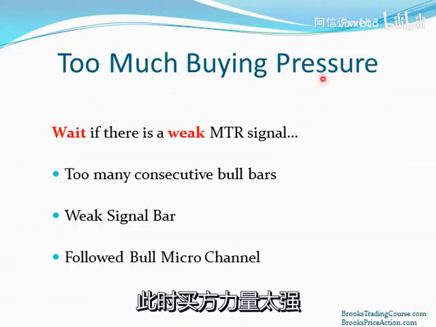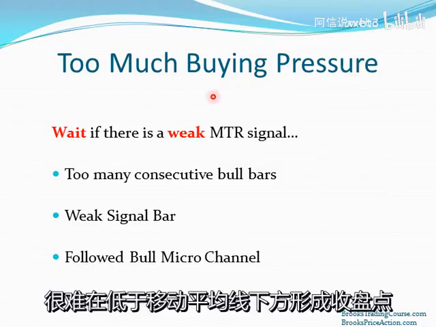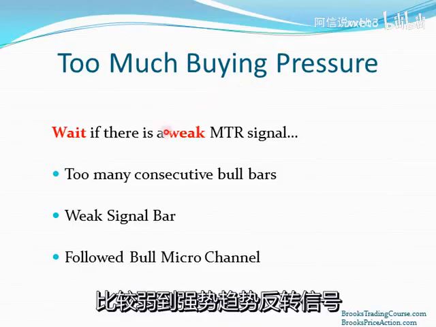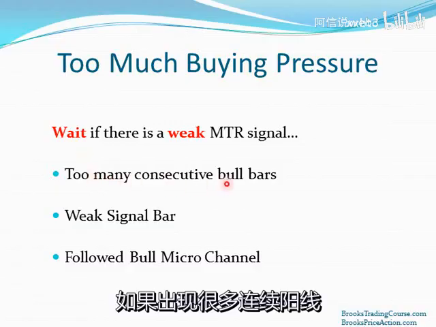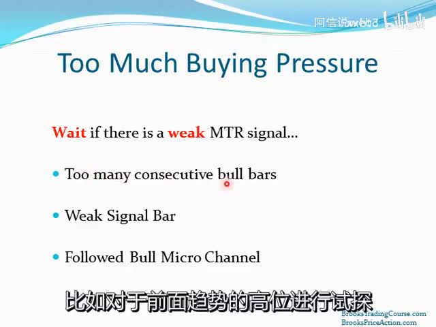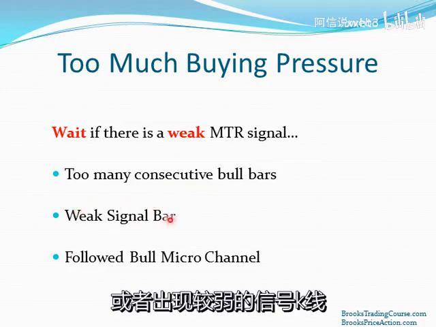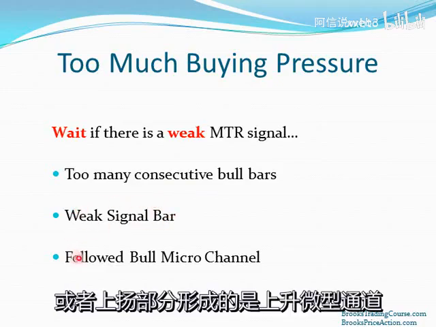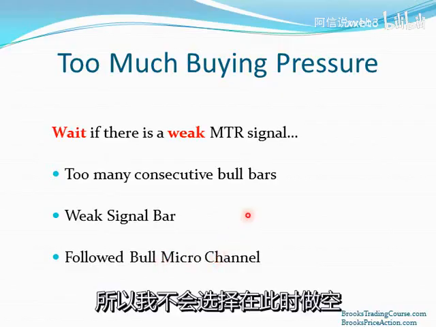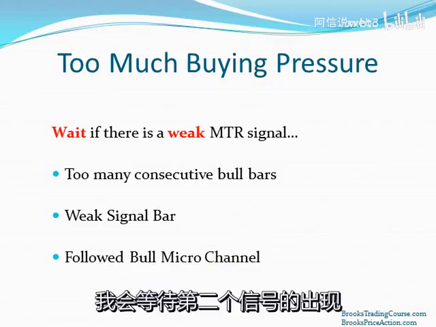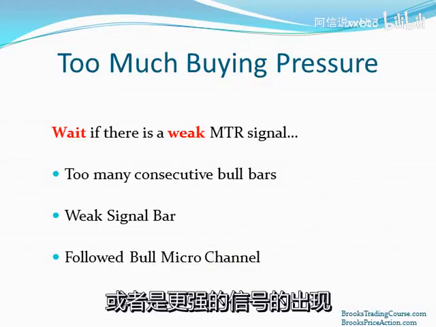At the moment, too much buying pressure. The market is having a hard time closing below the moving average. So if there's a weak major trend reversal signal, it's probably better to wait. If there are too many consecutive bull bars, for example, in the test of the old bull high, or if there's a weak signal bar, or if the rally is in the form of a bull micro channel, that's all too much buying pressure, and I would not take the short signal. I would wait for a second signal or a stronger signal.